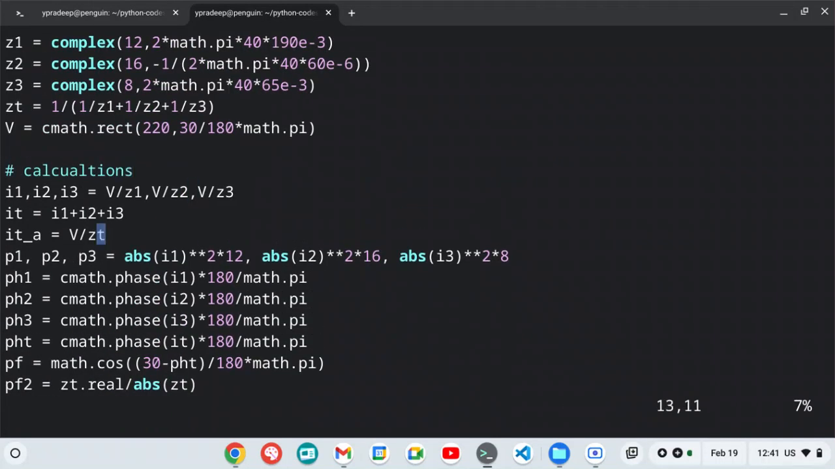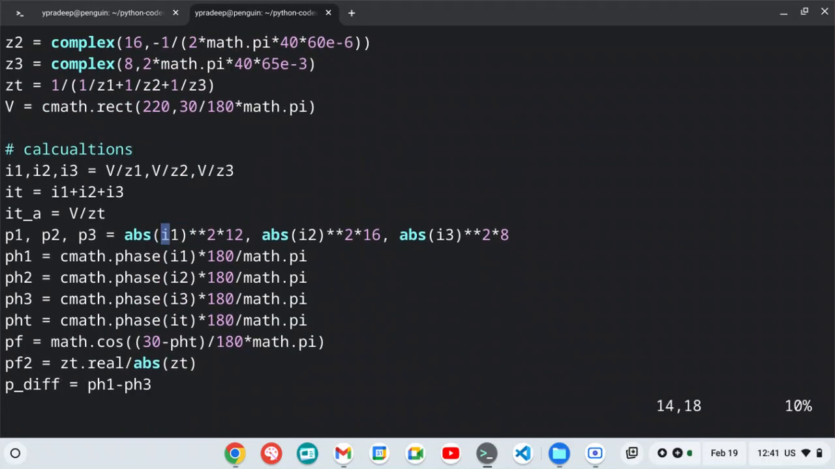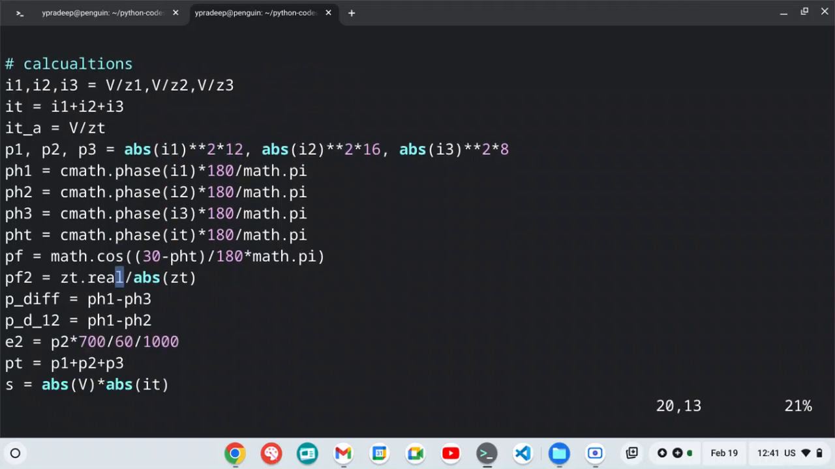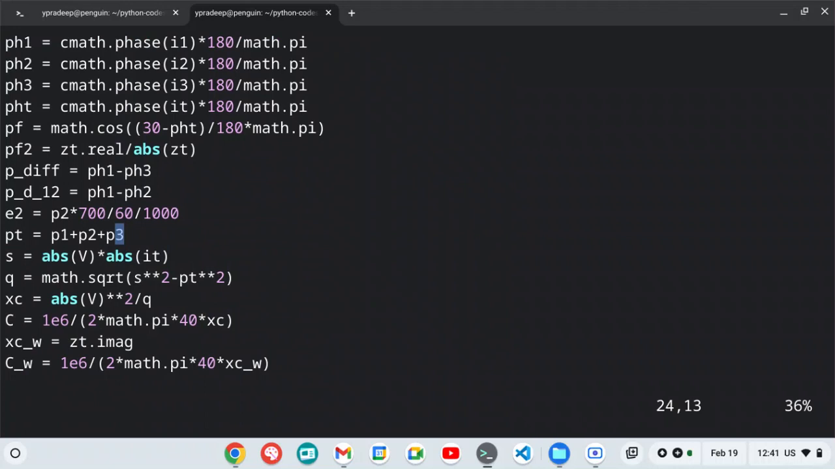So here, look at the line which I have highlighted. P1, P2, P3, all the three powers: absolute value of current I1 square into 12, absolute value of I2 square into 16. So the three powers are calculated, P1, P2, P3. Now what is PT? Look at this line which I am highlighting. Total power PT is nothing but P1 plus P2 plus P3. So I got the total power.